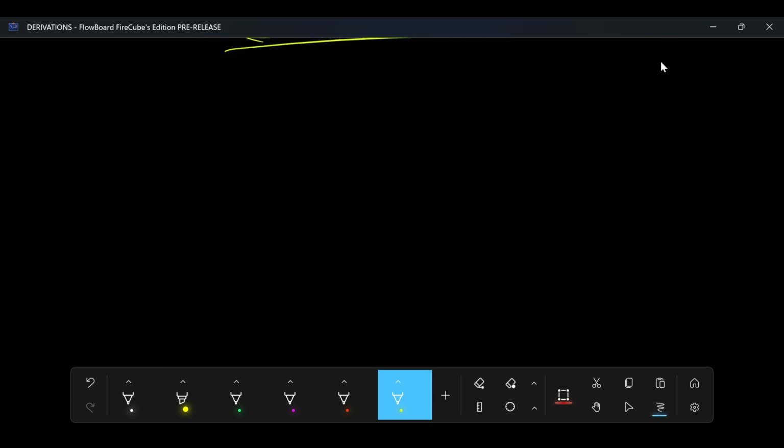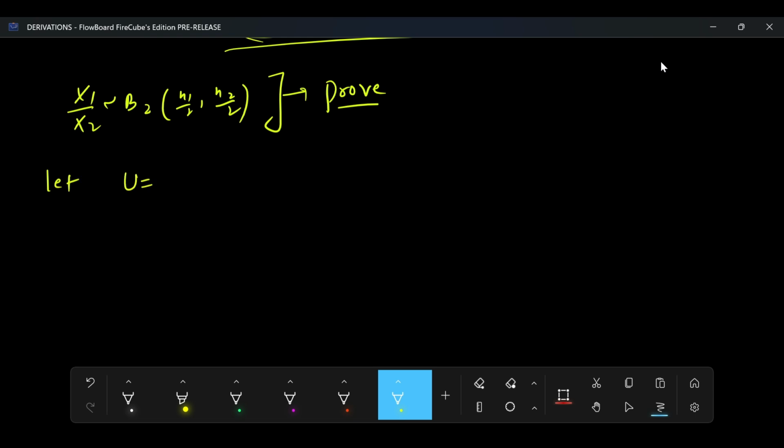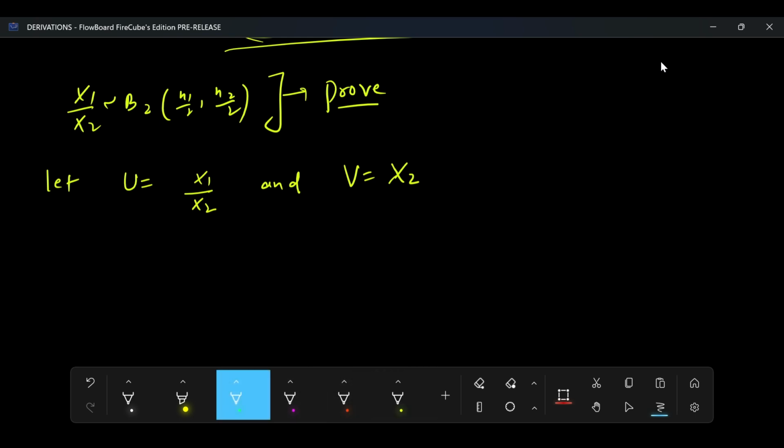Now see, we have x1 given x2 following beta 2 with n1 divided by 2 comma n2 divided by 2. We need to prove this. Clear? So let's make a transformation. Let u be equal to x1 divided by x2 and v will be x2. Clear? So see, v is equal to x2, u is equal to this. Then replace x2 with v. So u is equal to x1 divided by v. So uv is equal to x1 and x2 is equal to v.